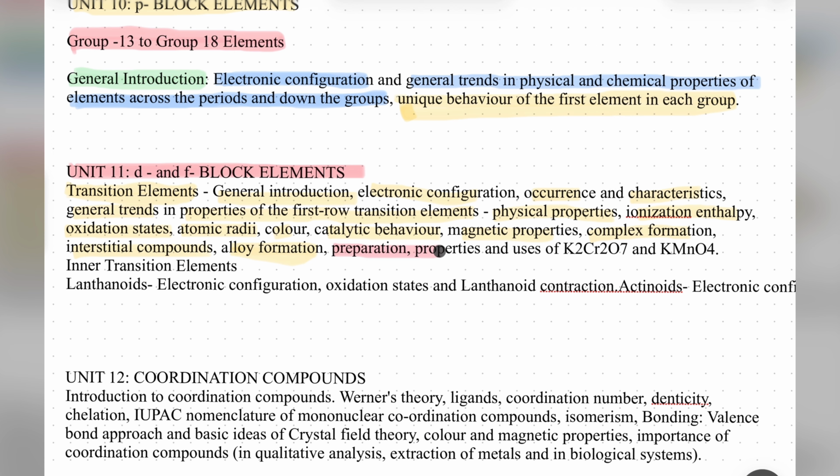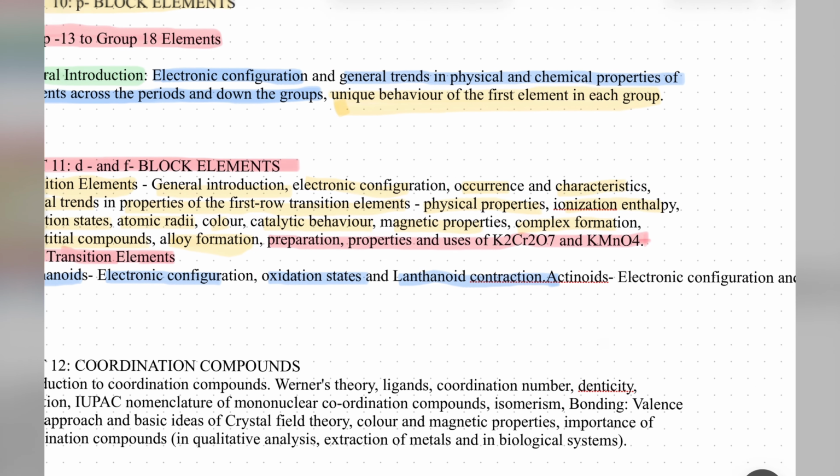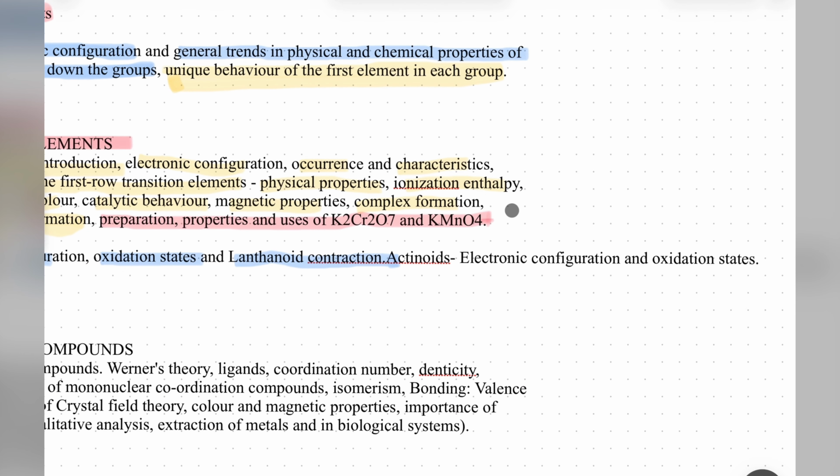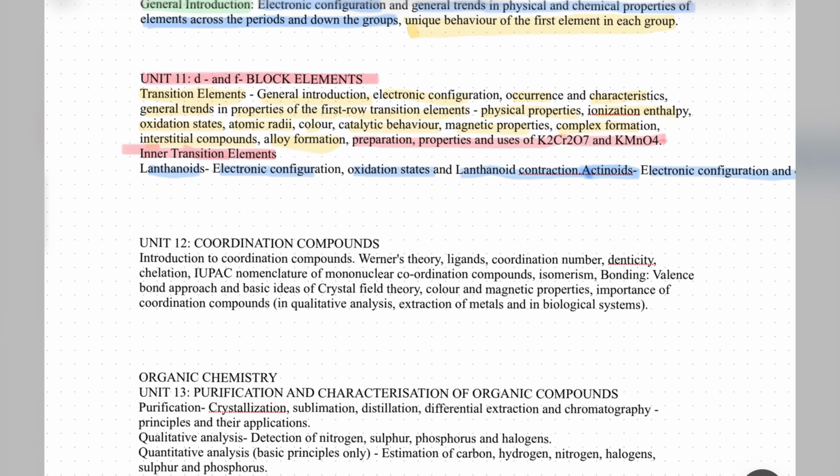See, preparation, properties and uses of particularly these two, potassium dichromate and potassium permanganate. These are very important, right? Next one, F block elements. F block elements mean inner transition elements. Lanthanides, electronic configuration, their oxidation states. Lanthanide contraction is very important; a compulsory question will be asked. Next, actinides also. Actinides, electronic configuration and oxidation state. That's it. Generally they ask only electronic configuration and oxidation state.